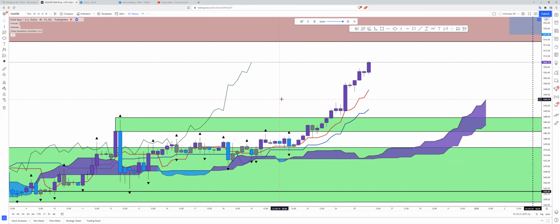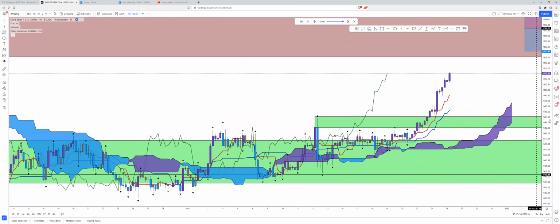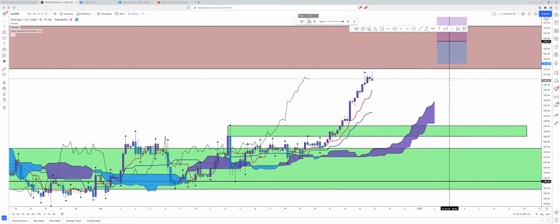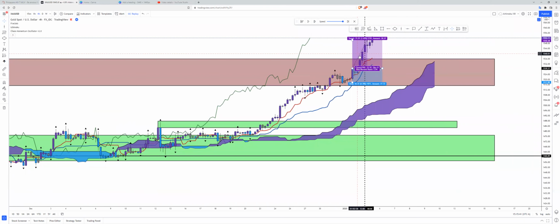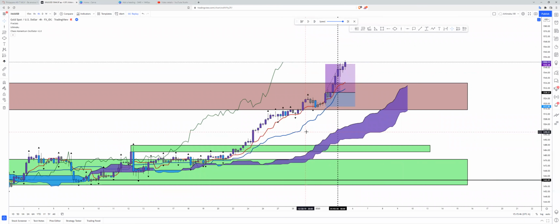I know it is a little bit complicated, but this is how you get familiar with reading these charts by understanding fractals and order blocks and how to combine them with Ichimoku more effectively and more efficiently. All right, I think I've pretty much covered everything here on the order blocks and the fractals, and then combining it with Ichimoku. I think we're pretty solid here.